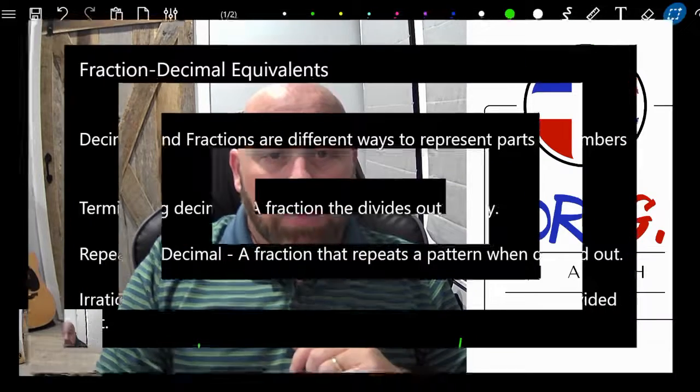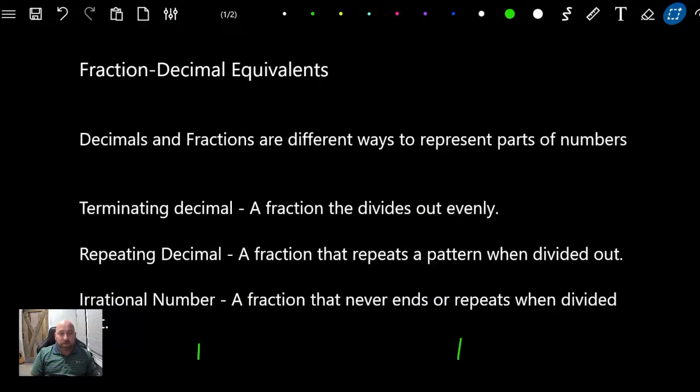Let's jump into it. If you have your books, go ahead and open up to page number 55. Page 55 is where you will find today's lesson, 1.11. Today's lesson is 1.11. So go ahead and open up there, page 55. Today we're going to be talking about fraction decimal equivalence.